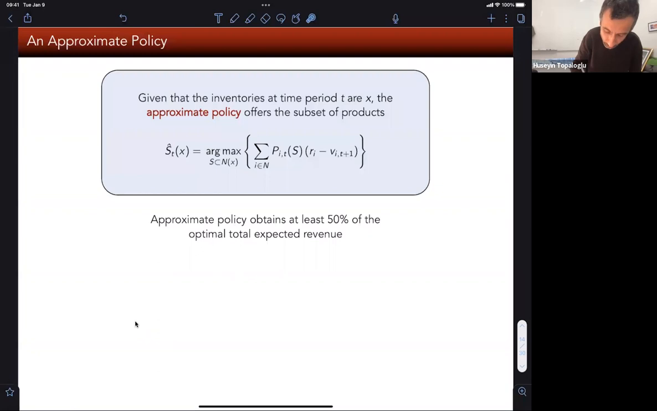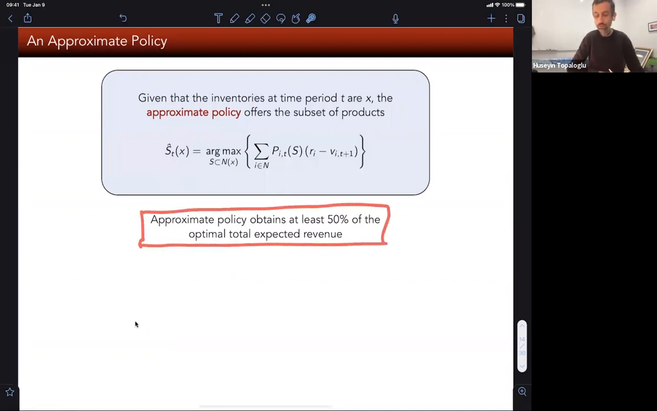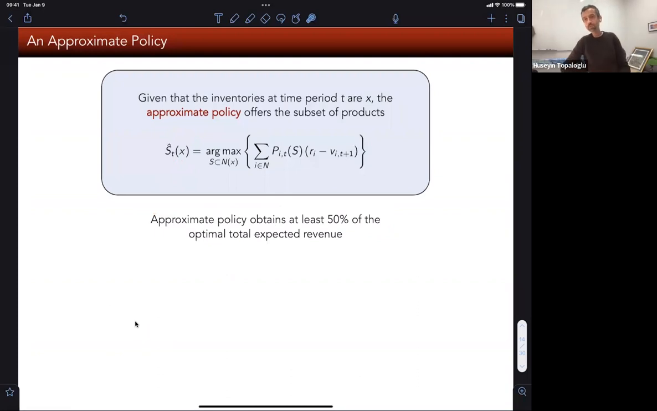And S_t(x) is the assortment that my approximate policy offers, given that I'm at time period t, and the remaining capacities of my products is the vector x. So that's my policy. And we're going to show that this policy is guaranteed to obtain at least 50% of the optimal expected revenue. Okay, so that's where we're headed. Good, good. So that's what we're going to do.